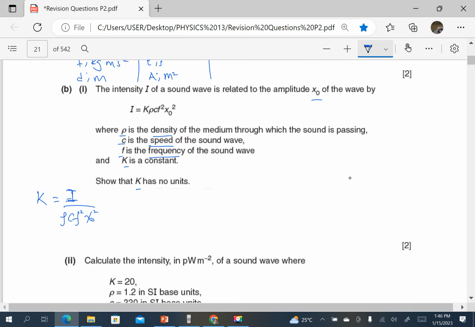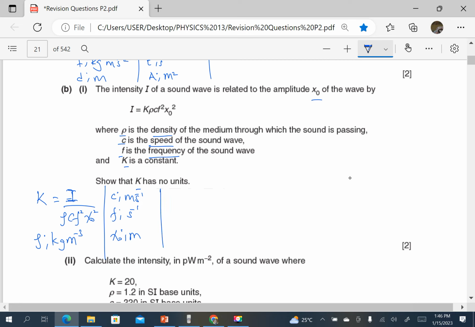We know the units of intensity. Density is kilograms per meters cubed. c is speed, so c is meters per second. f is frequency, and f is therefore going to be per second, because frequency is 1 over T. But remember it is f squared, so it will be per second squared. Then x naught, the amplitude, is a distance, so x naught is meters.